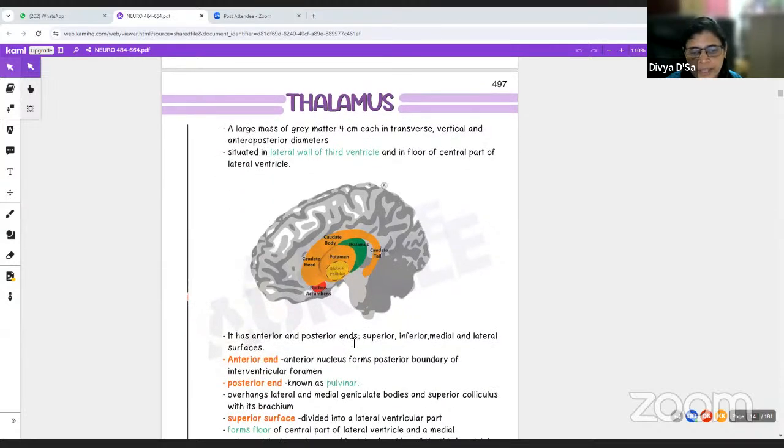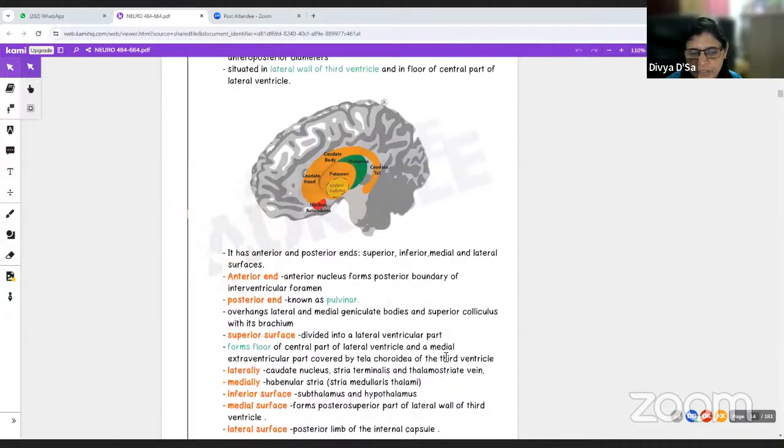It has two ends, an anterior end and a posterior end. Then it has superior, inferior, medial, and lateral surfaces. The anterior end of the thalamus forms the posterior boundary of the interventricular foramen. The posterior end is also called the pulvinar. This pulvinar overhangs the lateral and medial geniculate bodies and the superior colliculus with its brachium.